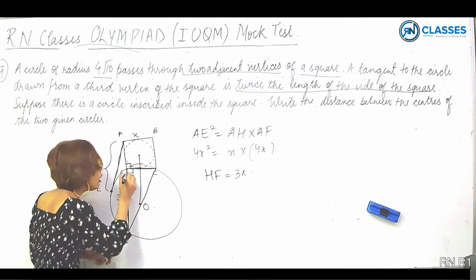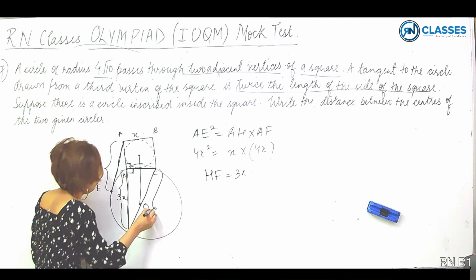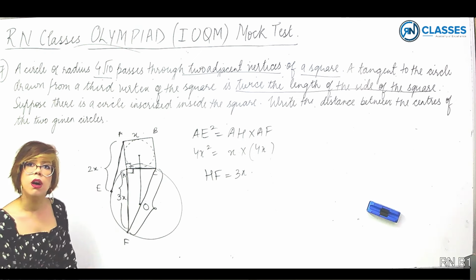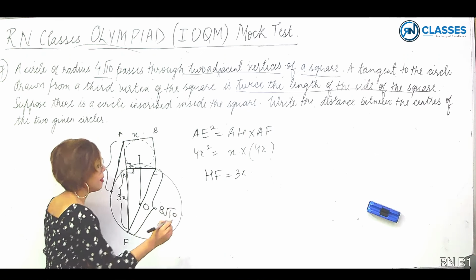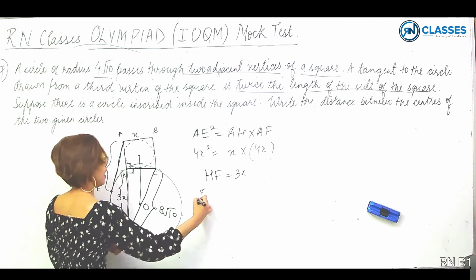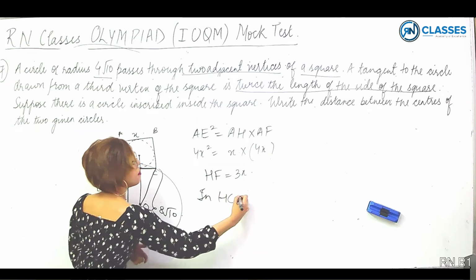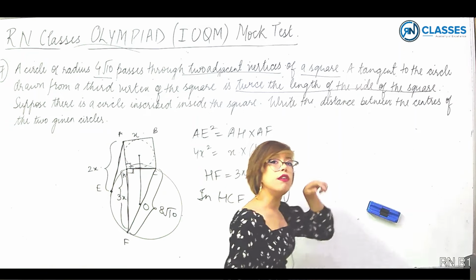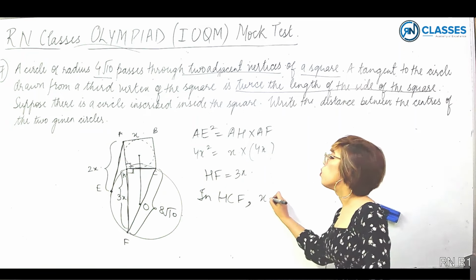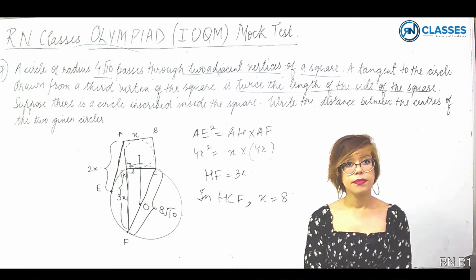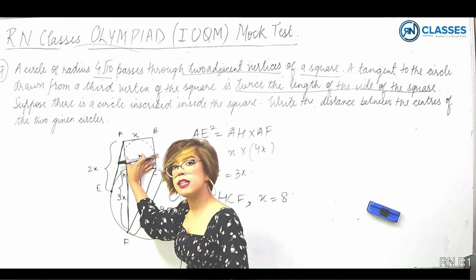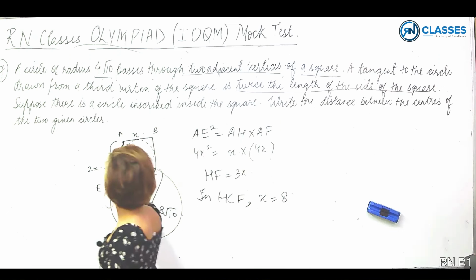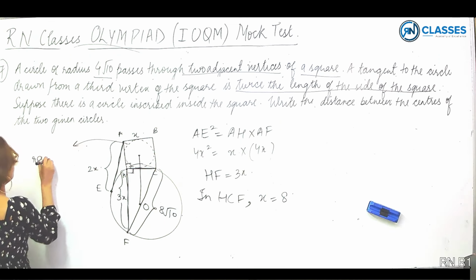Right? यहाँ तो 90 degree भी बन रहा है. And you know the hypotenuse, which is nothing but the diameter. Right? And diameter is what? 8√10. Right? Just apply in triangle HCF the Pythagoras theorem and you can find the value of x. And x turns out to be 8. Right? Now, if x is 8, that means this diameter is 8. That means radius of the circle is nothing but 4.